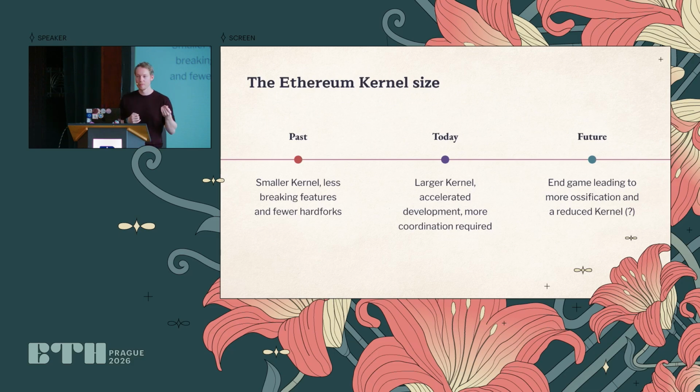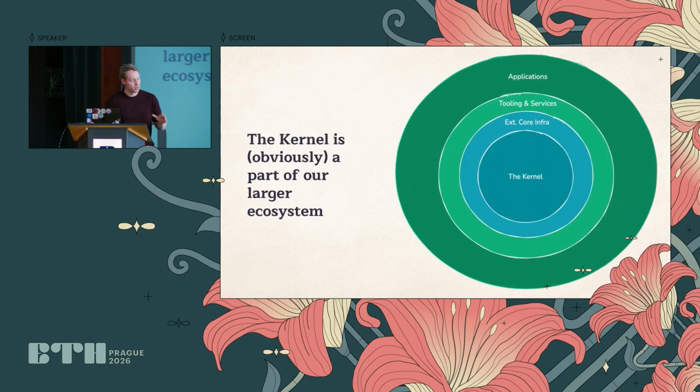We have accelerated development cycles, but it also requires more coordination, it requires more testing, and basically becomes beefier in a sense. We can't say exactly what the kernel might look like in the future, but as the previous presentation explained very well, there are a lot of these endgame solutions that hopefully can streamline the Ethereum kernel and possibly reduce it in the future. It's hard to say.